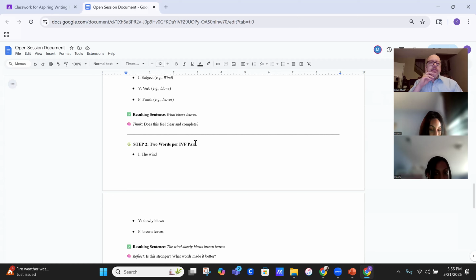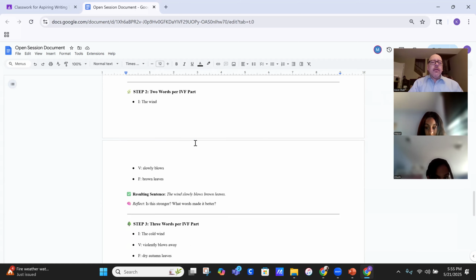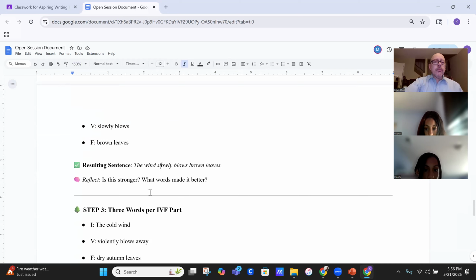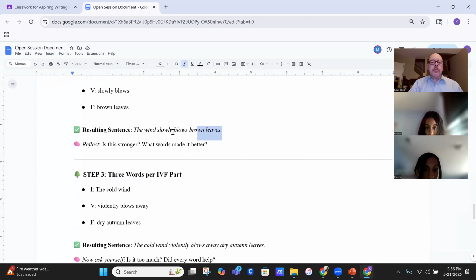All right, resulting sentence: wind blows leaves. Step two: two words per IVF part. Notice here, for I, you have the wind; V, slowly blows; and F, brown leaves. So the resulting sentence is, let me blow this up a little bit, the wind slowly blows brown leaves. Do you see that where there's two words, two words, two words? Got that?